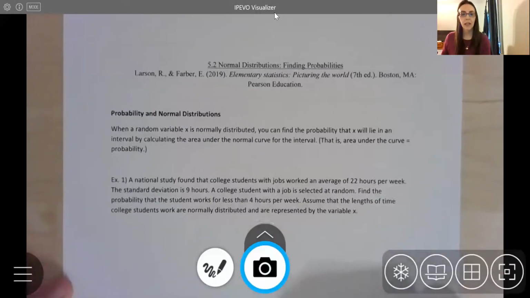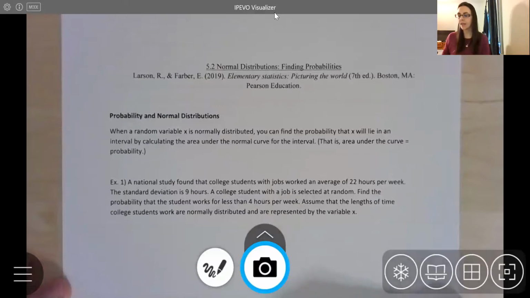Let's continue looking at normal distributions, and we're going to do a lot more with them in the next few sections, and this section is focusing on finding probabilities. When a random variable x is normally distributed, you can find the probability that x will lie in an interval by calculating the area under the normal curve for the interval.